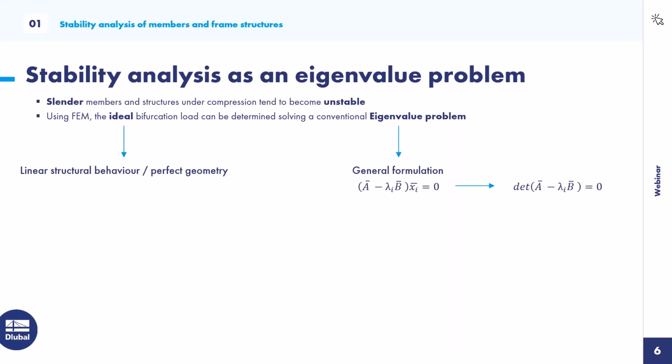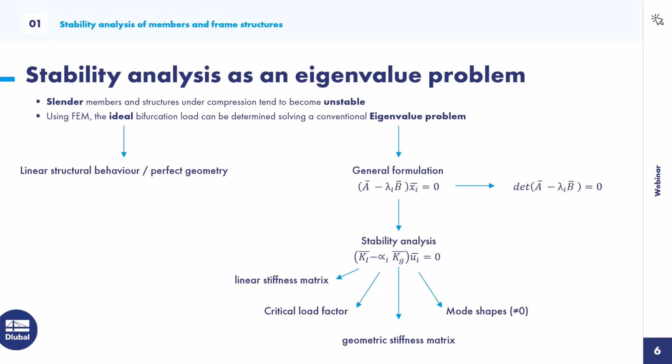The eigenvalue problem in the general formulation has two symmetric matrices, A and B, the eigenvalues lambda and the respective eigenvectors x. And to solve for the unknown eigenvalues lambda, we have to set the first term of our formula to 0, and that's mostly done by calculating the determinant of this first part in the bracket and setting it to 0. And we have multiple numerical tools or solvers to do that determinant determination.